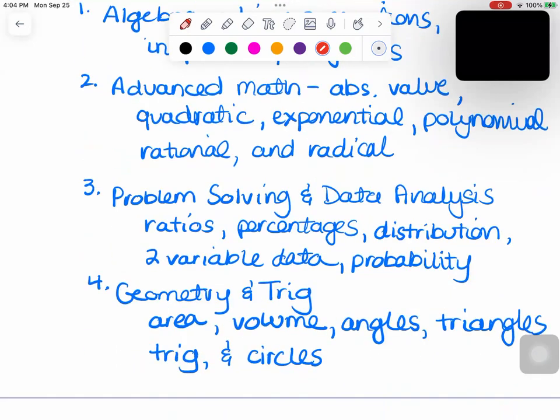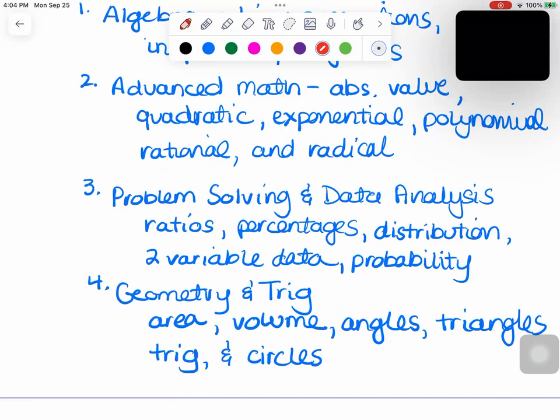Third, there is problem solving and data analysis, which involves ratios, percentages, distribution, 2-variable data, and probability. And last, geometry and trig. This involves area, volume, angles, triangles, trig, and circles. So that is a grand overview of the PSAT math section.